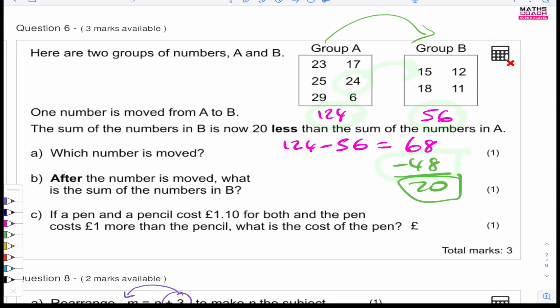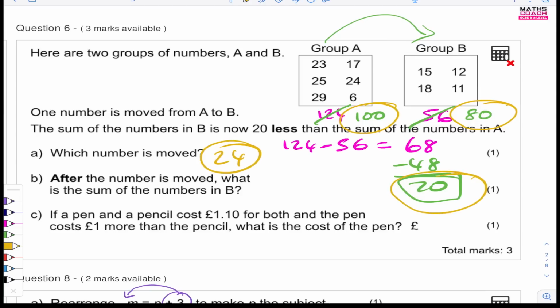So 24 will be lost here, so that will now become 100, and it will be gained here, 24. So 56 plus 24 is now 80. And now if you look at the difference between 100 and 80, well, that is 20. All right, so the number that is moved is 24. Now, part B. After the number is moved, what is the sum of the numbers in B? Well, we've just done that.